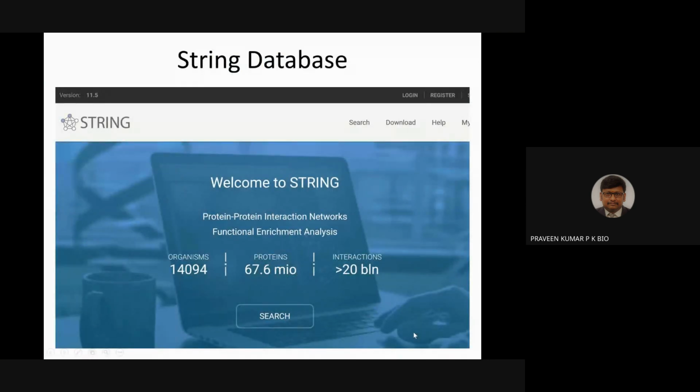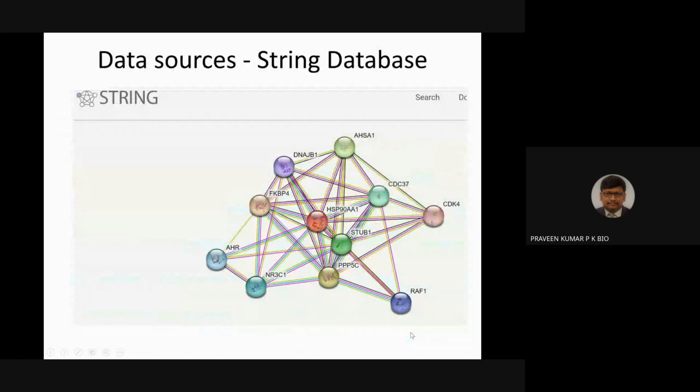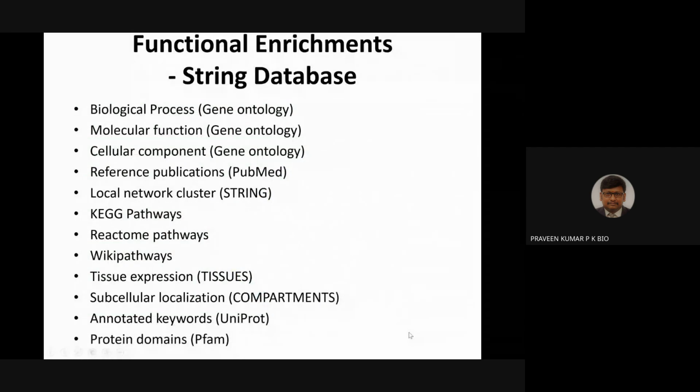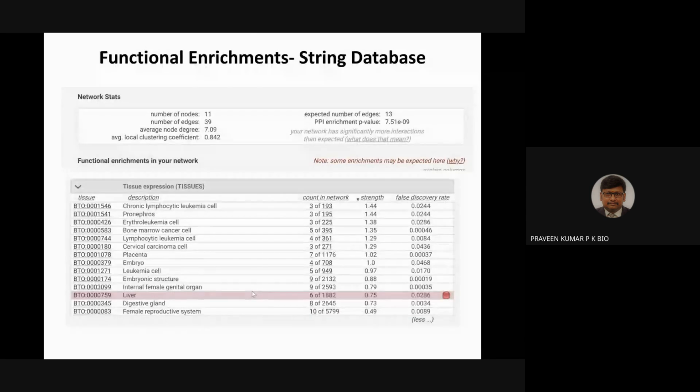Okay, once I told you what STRING is, how the protein network looks, and what the different functional enrichments available are. I just took some kind of tissue expression, something like that. But we also have pathways like KEGG pathway, Reactome, WikiPathways, etc. These are advanced filters. You can select any number of advanced filters and try to find which is the best interacting gene with your target protein.